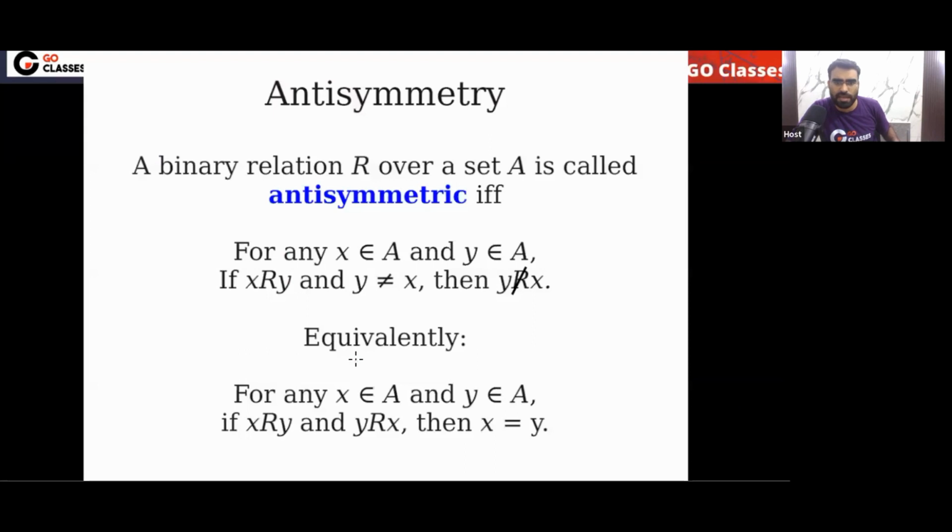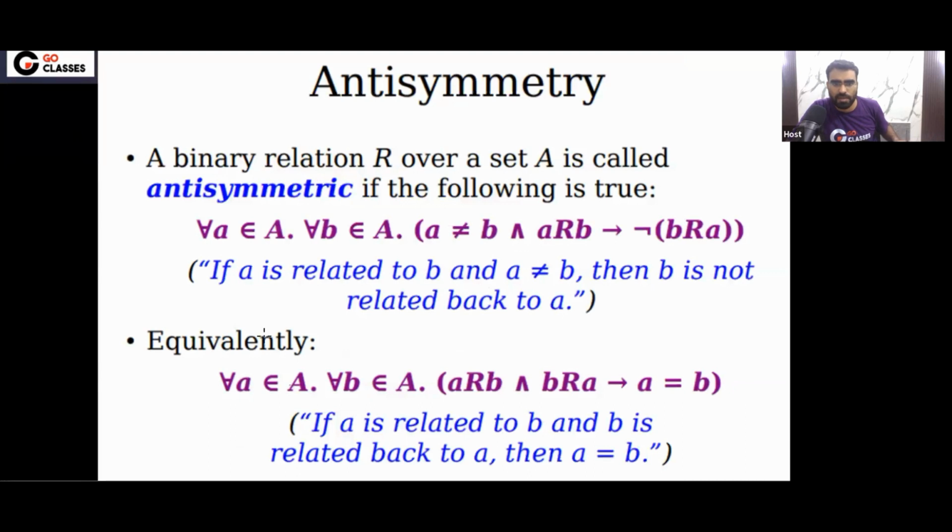So this is the anti-symmetric definition: for all x, y, if x is related to y and y is related to x, then they cannot be different, they must be the same. Very simple. If A is related to B and A, B are different, then B cannot be related to A. Agree? If A is related to B and B is related to A, then A must be equal to B.